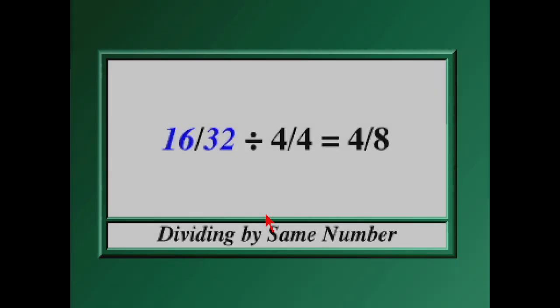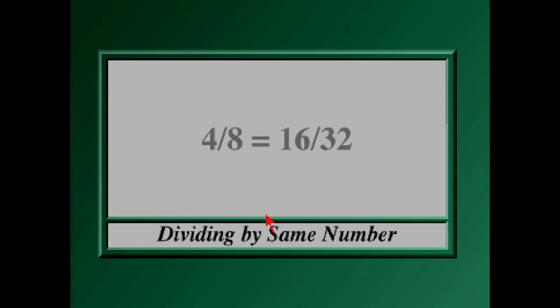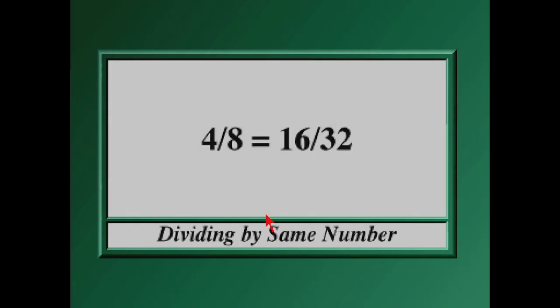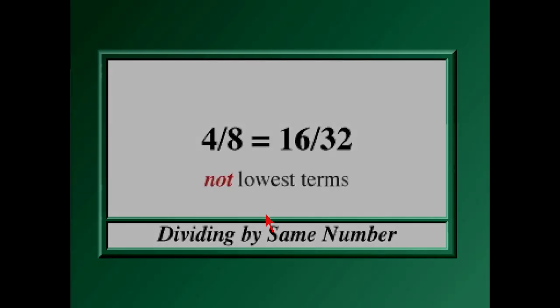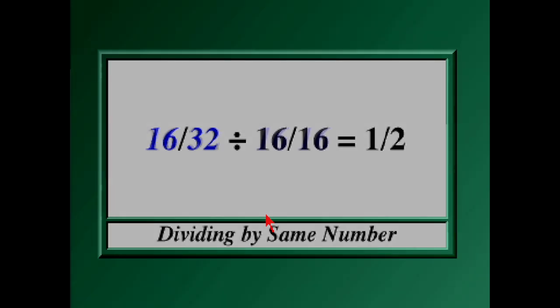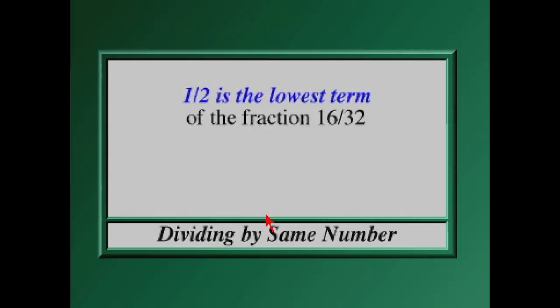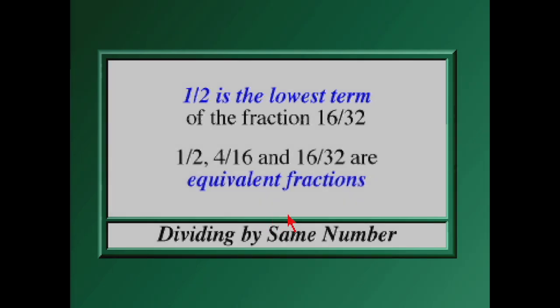For example, 16/32 is divided by 4/4. The fraction is reduced to 4/8. 4/8 is equivalent to 16/32, but 4/8 is not the lowest term of the fraction. If 16/32 is divided by 16/16, the fraction is reduced to 1/2. 1/2 is the lowest term of the fraction 16/32. 1/2, 4/8, and 16/32 are called equivalent fractions.